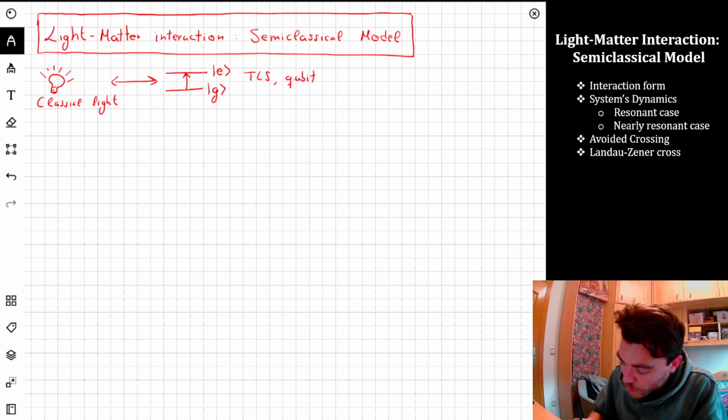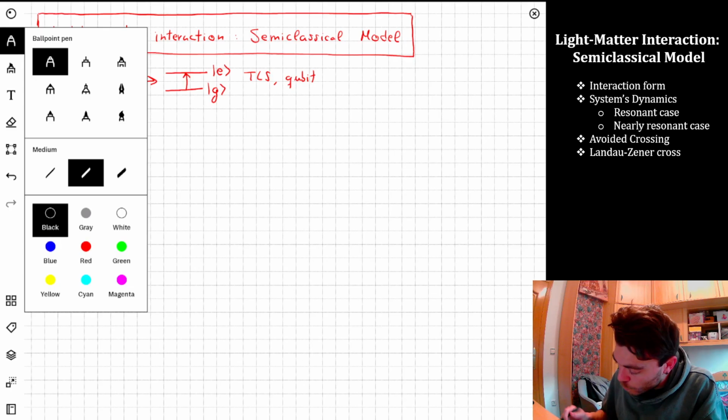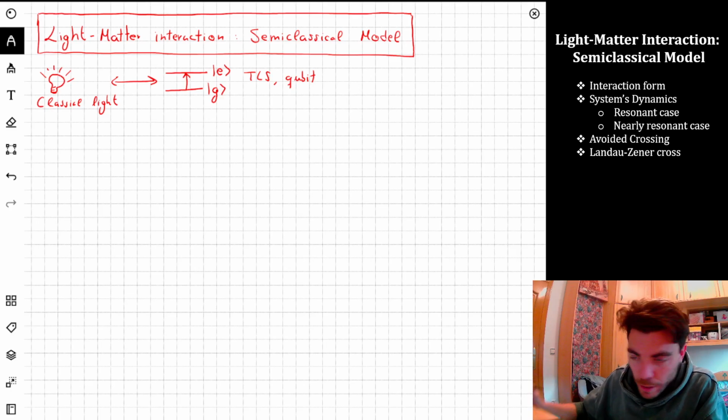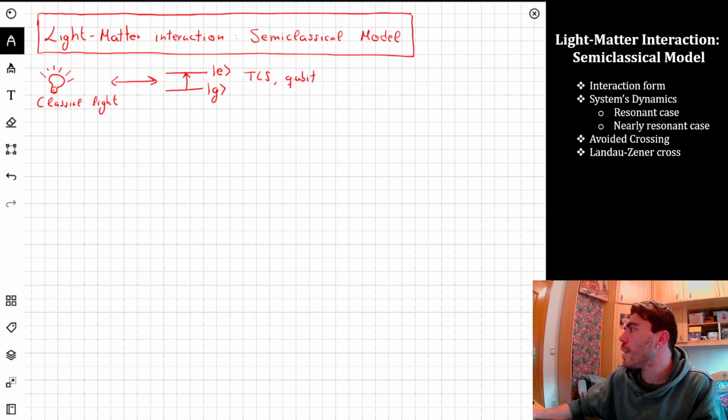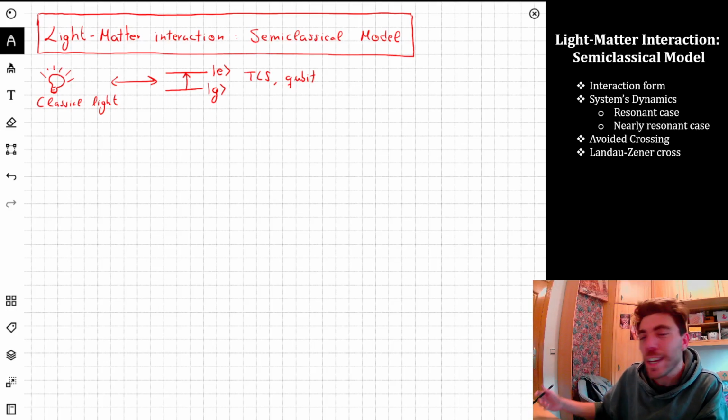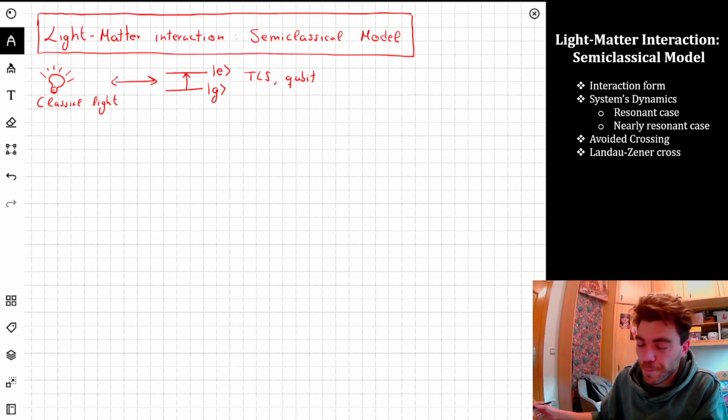So for this, we need to define the interaction between them, which is going to be covered in the first part of this video, and then we will also try to solve, and we will actually succeed under the approximations that you will see, the system's dynamics in the resonant case and in the non-nearly resonant case that I will define later.